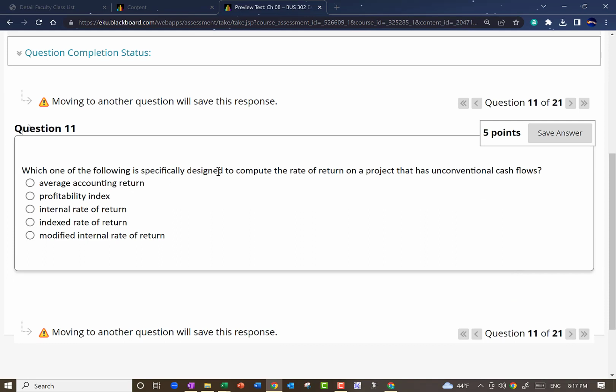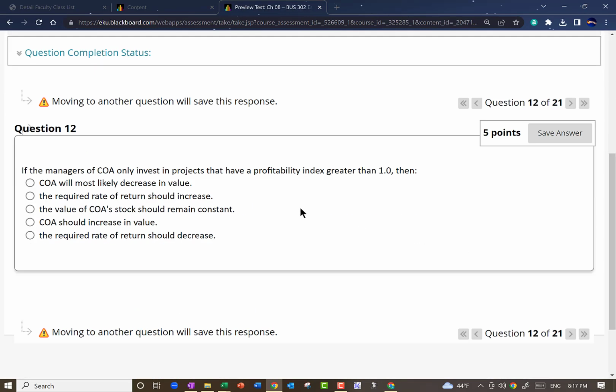Which one of the following is specific to design to compute the rate of return on a project that has unconventional cash flows? Exactly. If the managers of COA only invest in projects that have profitability index greater than 1, then which one of these is true?